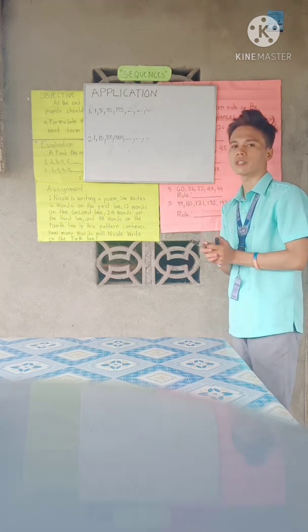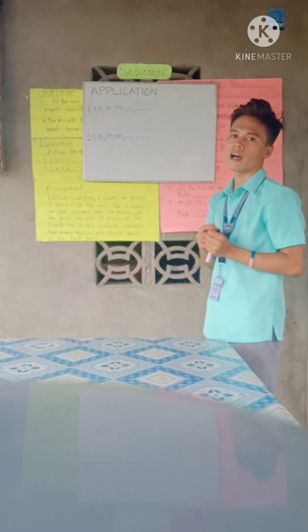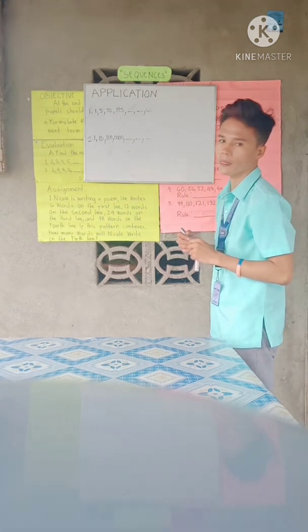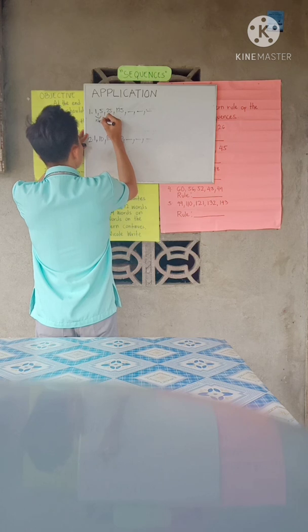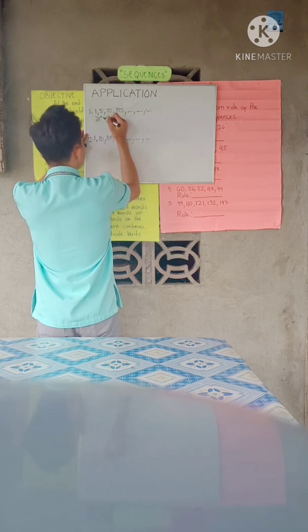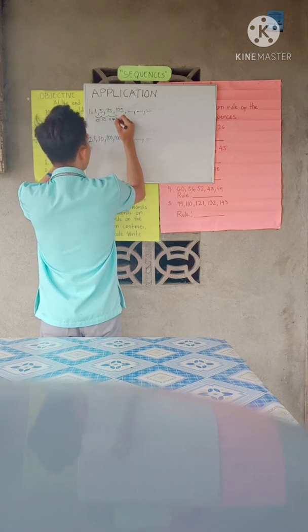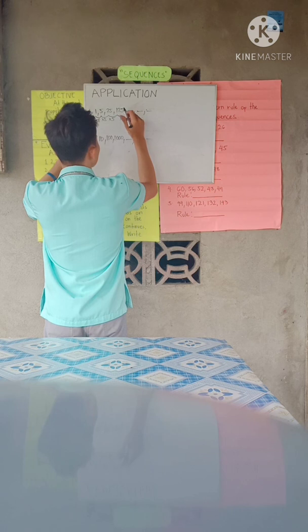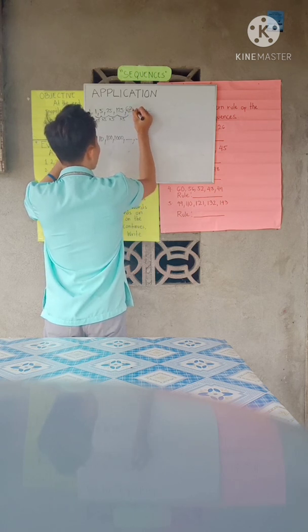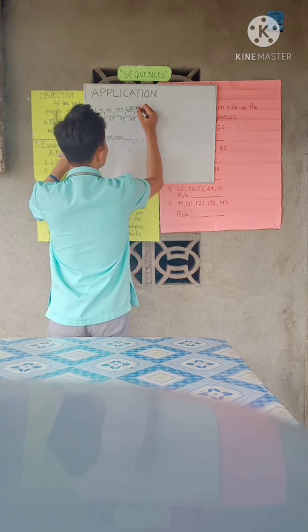Okay class, are you done? So I will show you how to answer this problem given. So 1 times 5 is equal to 5. And 5 times 5 is equal to 25. And 25 times 5 is equal to 125. And 125 times 5 is equal to 625. And 625 times 5 is equal to 3,125.